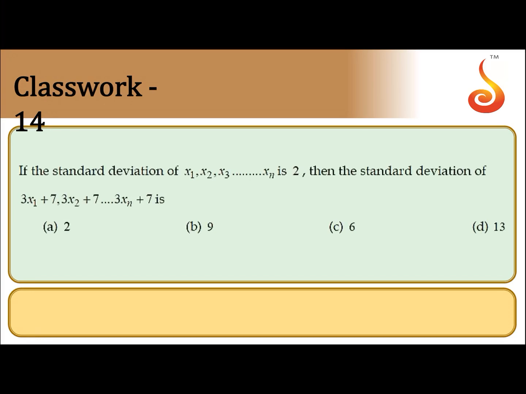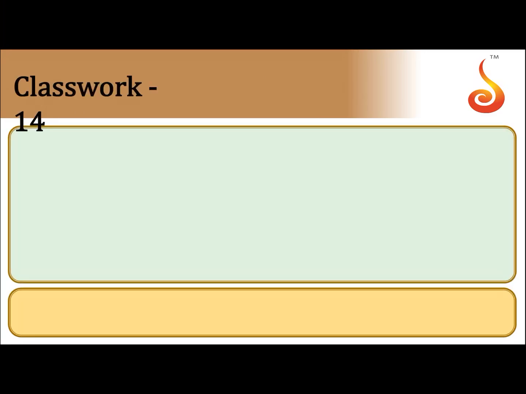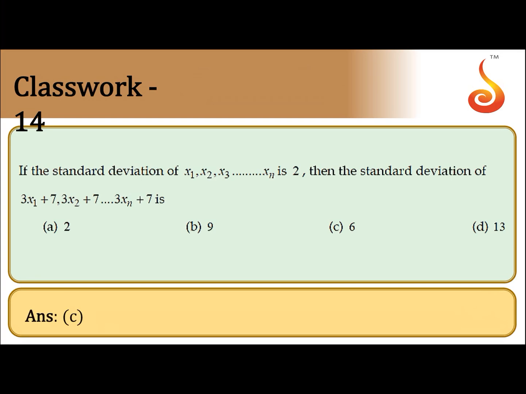Coming to the next one, 14th one. If the standard deviation of this data is equals to 2, then the standard deviation of 3x1 plus 7, 3x2 plus 7 and so on. See, the addition will not be affected. The standard deviation will not be affected by the addition of a number. But you are multiplying 3, so you need to multiply 3 to this one. Suppose if 2 is the standard deviation, the standard deviation of this data is equal to 2 multiplied by 3. Answer is equals to 6. Yes, the answer is C.